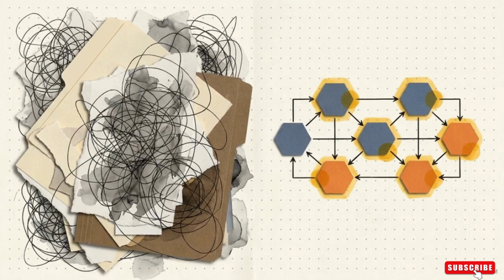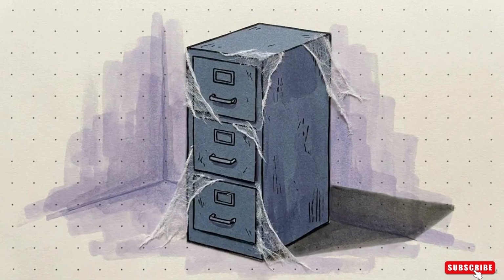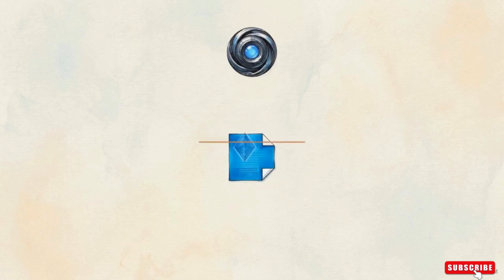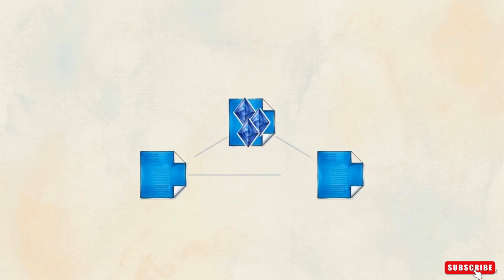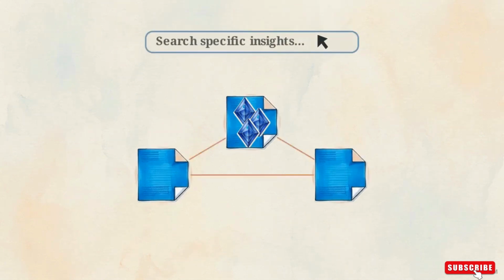Escaping this cycle requires a system capable of parsing the actual meaning inside your files. This is the AI second brain. A traditional note-taking app is a passive filing cabinet. An AI-powered second brain actively comprehends the text you feed it, connects related ideas across different files, and retrieves specific insights exactly when you ask for them.